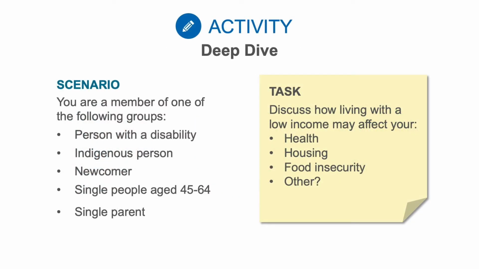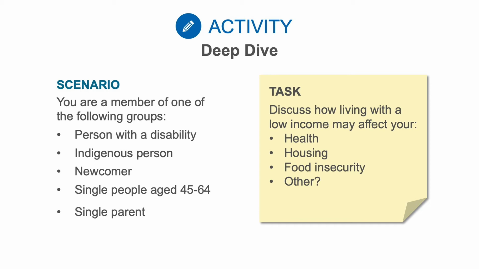For this activity, choose a population group you would like to consider in more depth. The goal here is to brainstorm the types of challenges you might be facing to your health, housing, and food security if you are part of one of these groups. A person with a disability, an Indigenous person, a newcomer, someone between the age of 45 to 64, or a single parent.